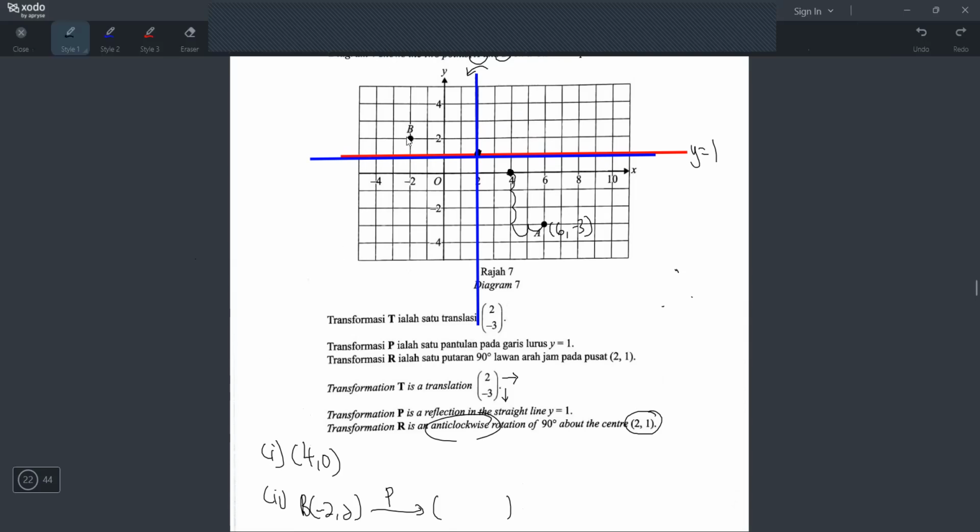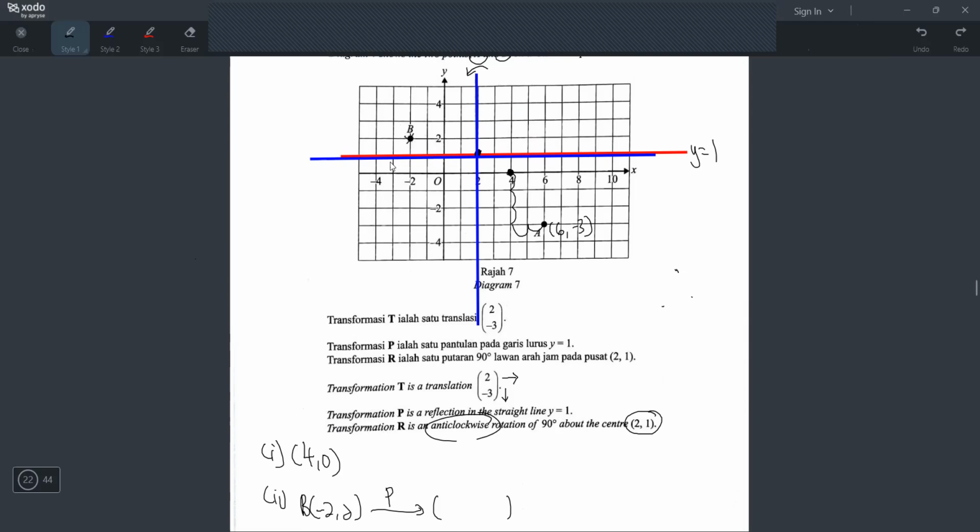B, I have to start from B negative 2, 2, and I have to do transformation P. Transformation P, okay, we can refer here. Transformation P is what? Reflection in the straight line y equals 1. Do you remember just now I asked you to draw the red color line?